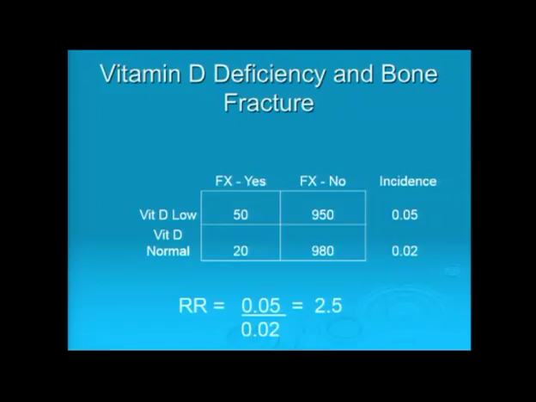They do not have a 250% increase. They have a 150% increase. You have to subtract the 1. So really, you should just say their risk is 2.5 times that of individuals with a normal vitamin D. The wording can be tricky.